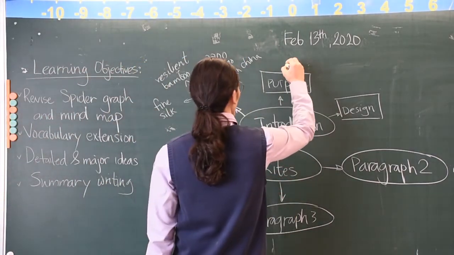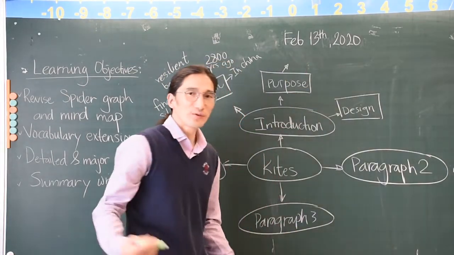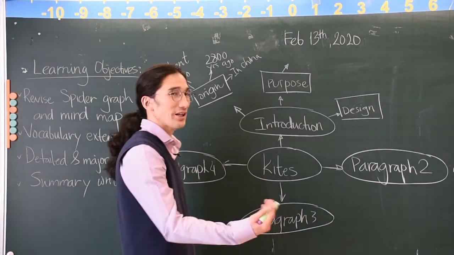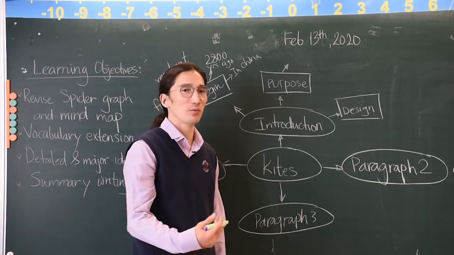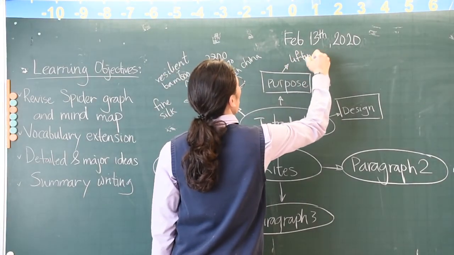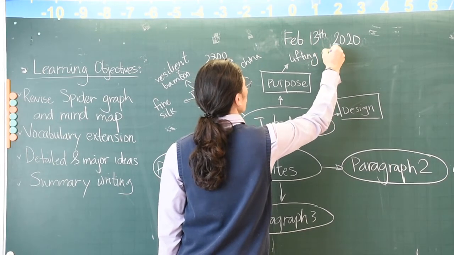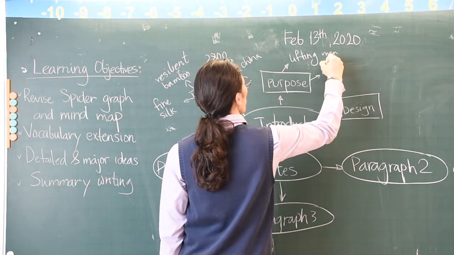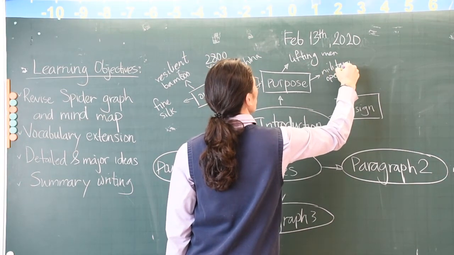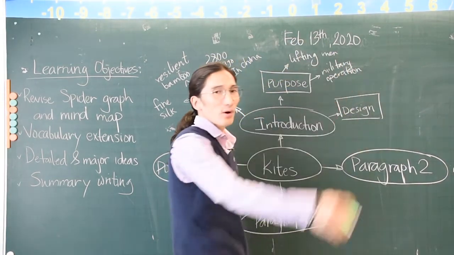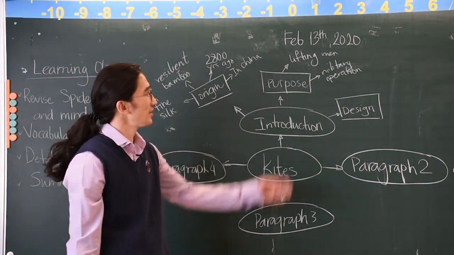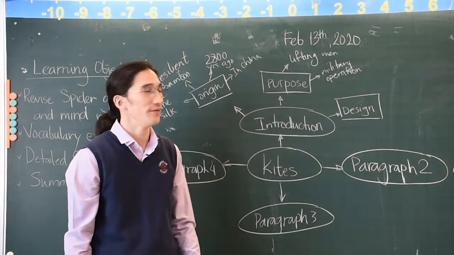In the purpose section, you found out how kites were used, right? For what specific purposes? Sometimes it was testing the wind, measuring the wind, something like that. So let's write a couple of examples here. Lifting men for military operations. You can draw all of them that are stated or mentioned in the text. But this time I'm just writing a couple of them, okay?